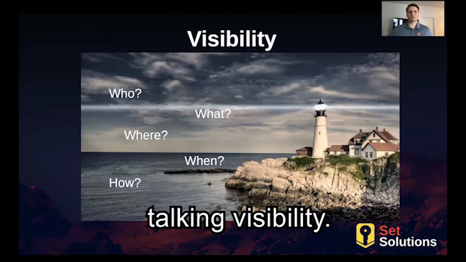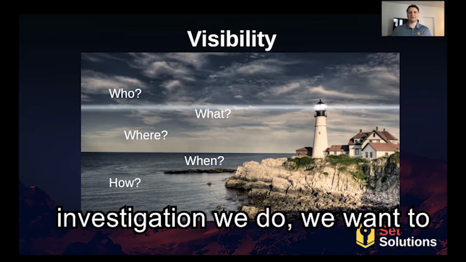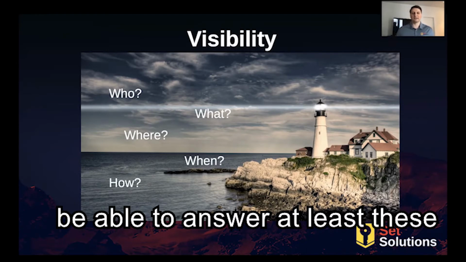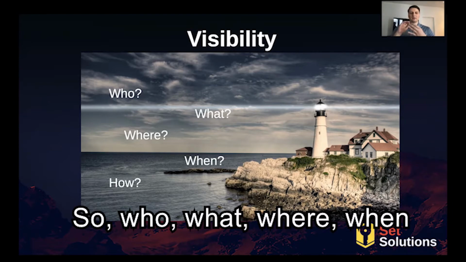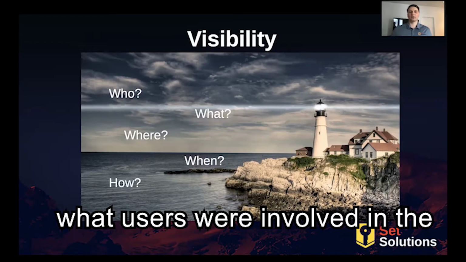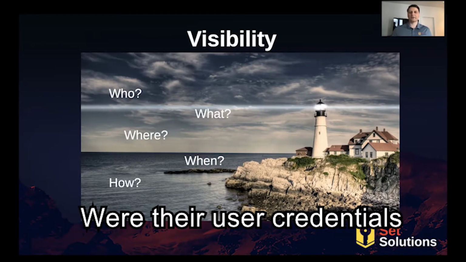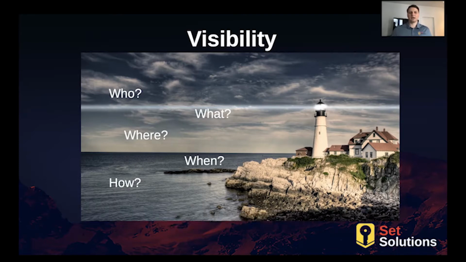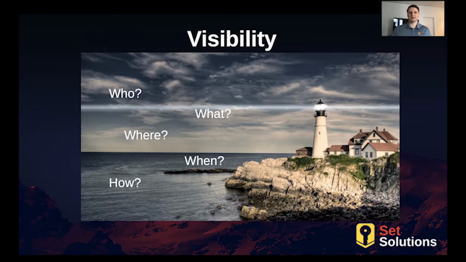So when we talk SIM, we're talking visibility. And with visibility, in any investigation we do, we want to be able to answer at least these 5 questions. So who, what, where, when, and how. So who, we're talking about what users were involved in the investigation or the potential incident. Were there user credentials that were stolen? Was there a potential insider threat? So understanding what users are involved so we know what actions to take.